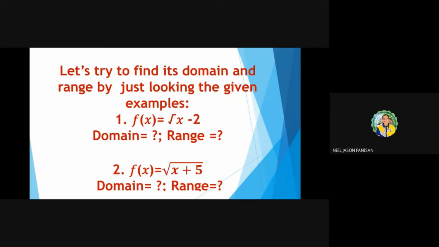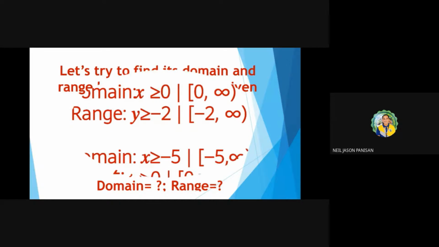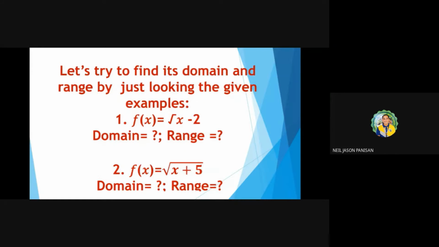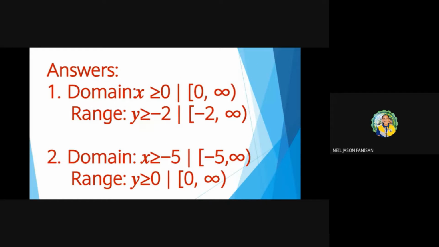Then how about the number 2 example? So f of x is equal to the square root of x plus 5. So what is its domain and range? Simply, if we take the inequality, the result will be x is equal to or greater than negative 5. Or in the interval notation, we have negative 5 and positive infinity.